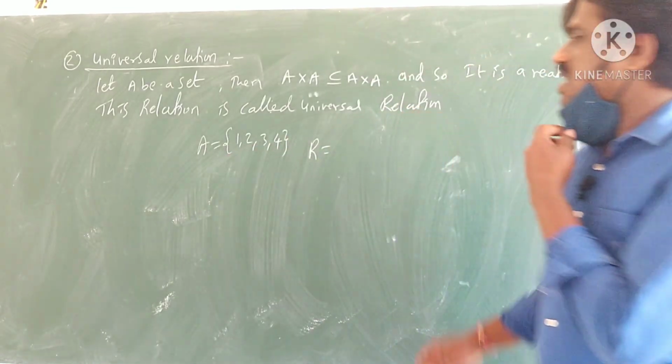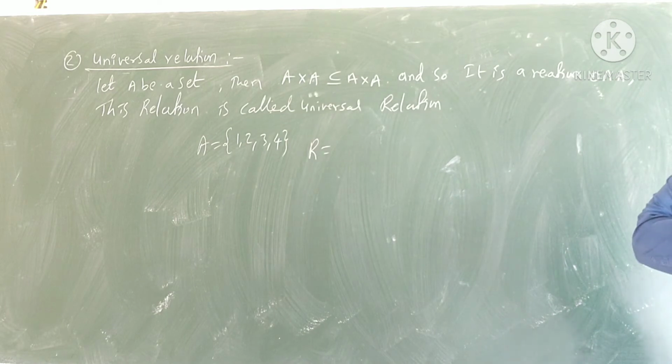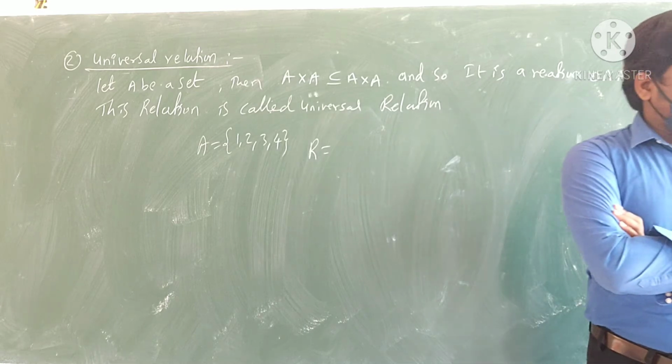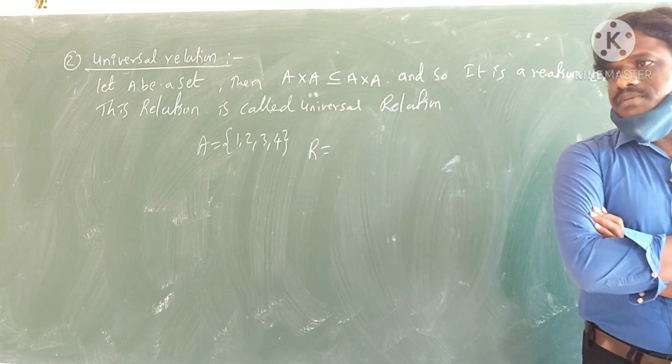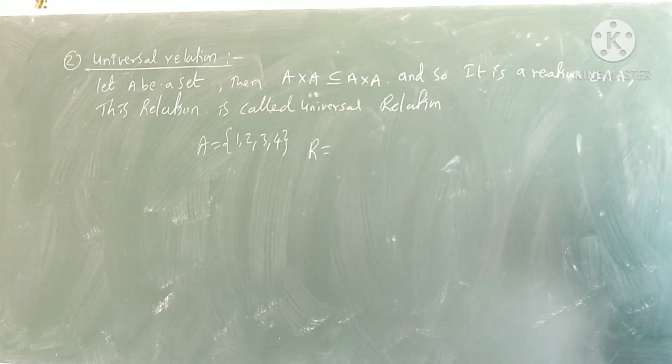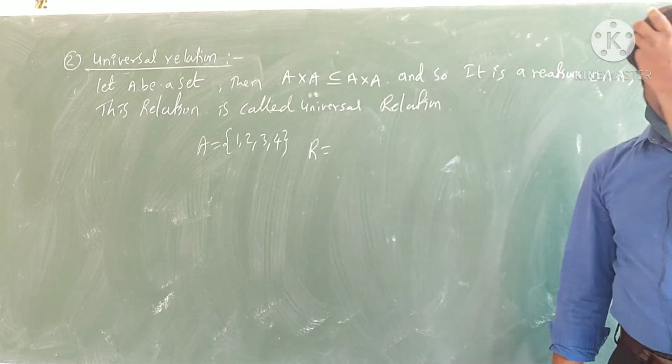The definition is: you can take any set. Let A be a set, then A cross A is a subset of A cross A. Such relations are called universal relations, meaning they coincide with the Cartesian product. So it is a relation on A. This relation is called the universal relation. A cross A is a subset of A cross A, and every set is a subset of itself, right? Among all relations, the biggest set, when that relation is formed, it is the universal relation.